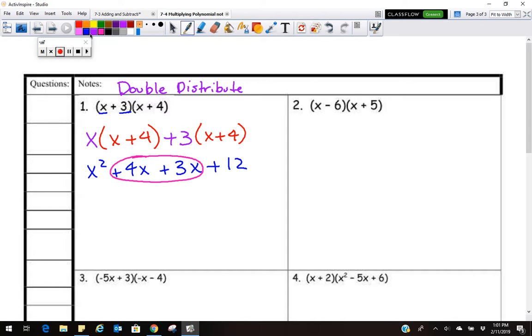Then you'll notice you have some x's here in the middle. Those can be put together. So you have x squared plus 7x plus 12. And that's your answer. That is the product.